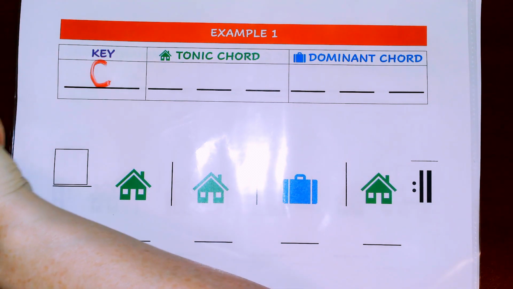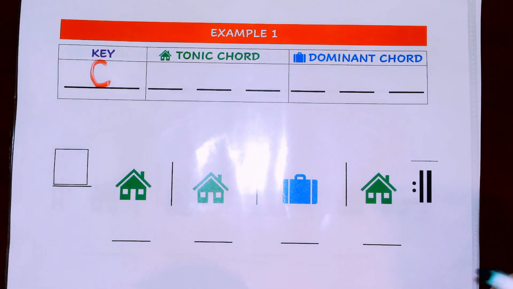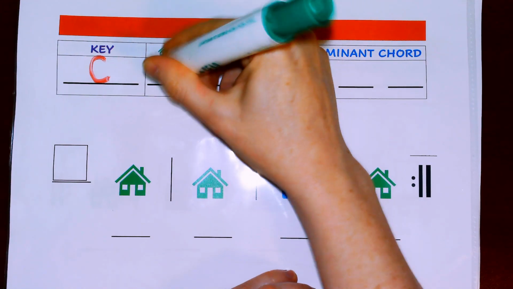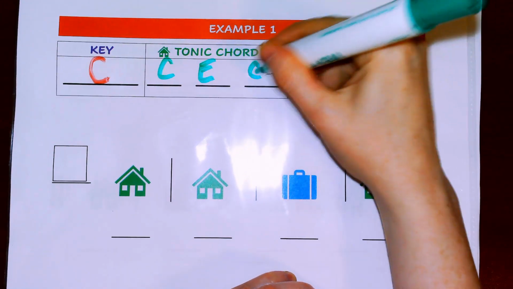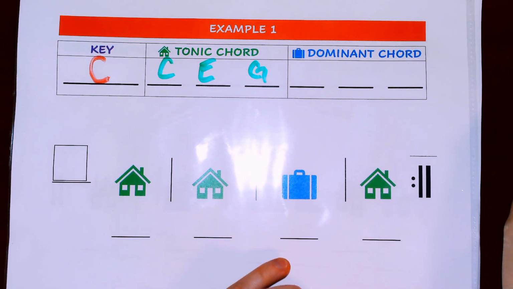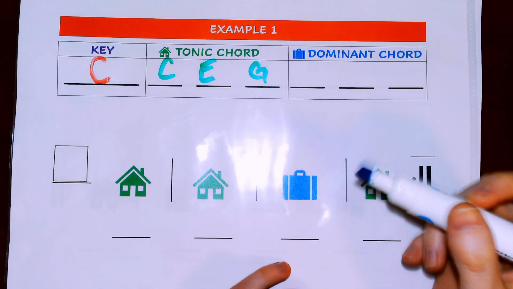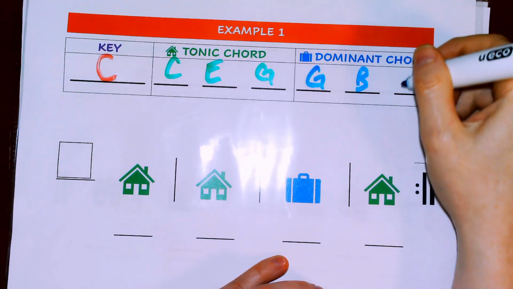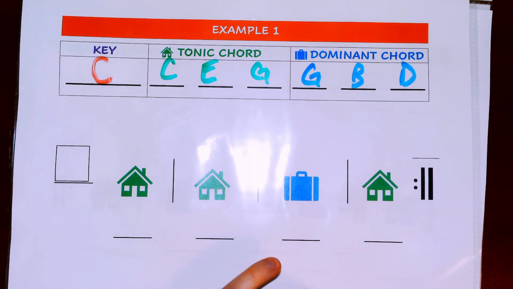So I ask the student, okay, what is the tonic chord of C? And they say it's the C major chord. And we know that it's these three notes, C, E, G. That makes up our tonic chord. Then I'll ask them, what's the dominant chord? It's a G major chord. So then we write G, B, D. That's our G major chord, right?